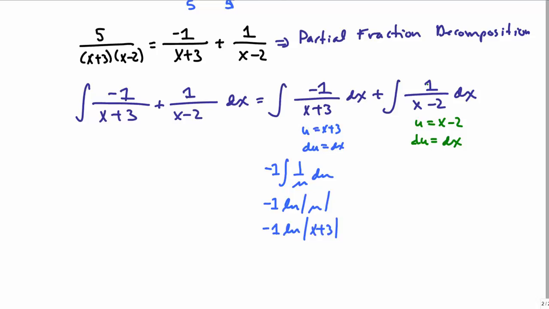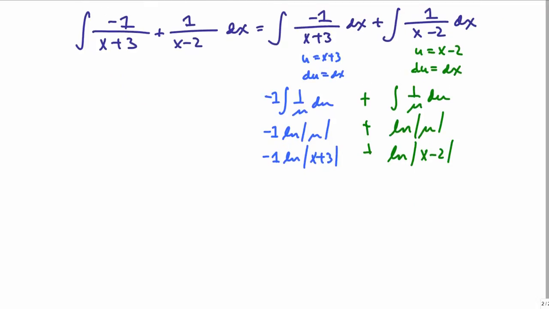I don't have a coefficient to pull out here, I just have this 1, so I don't have anything out front, so I'm adding these. So this is 1 over u du, which integrates into natural log absolute value of u, and u in this case is x minus 2. So my solution then, I'm going to write my positive coefficient first, so natural log absolute value of x minus 2 minus natural log absolute value of x plus 3 plus c is my solution, or is a solution.